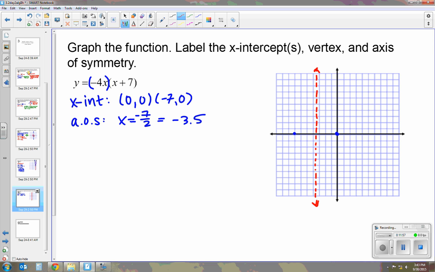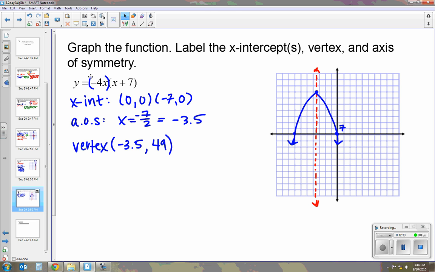Let's find our vertex. To find our vertex, we are going to plug negative 3.5 into the original function, and we're going to get 49. So I'm going to say that my y values are going to go up by 7s. So 1, 2, 3, 4, 5, 6, 7. Okay, and then we can connect these to make our parabola right there. And since our leading coefficient is negative and this is opening down, this matches up with our function on our graph.